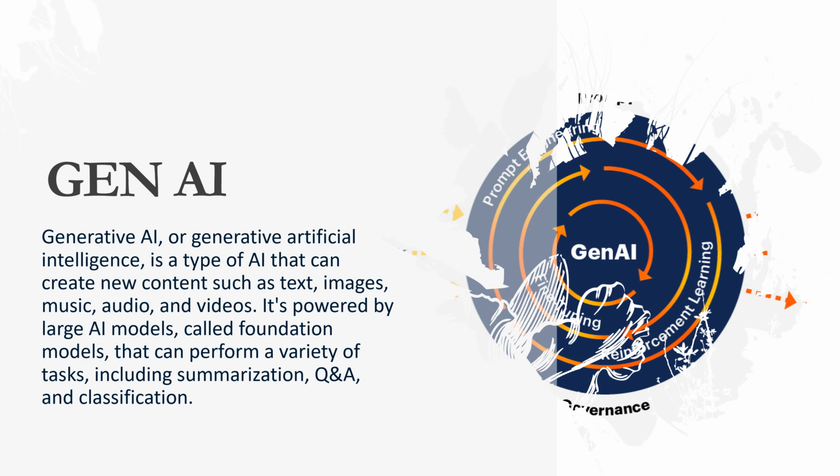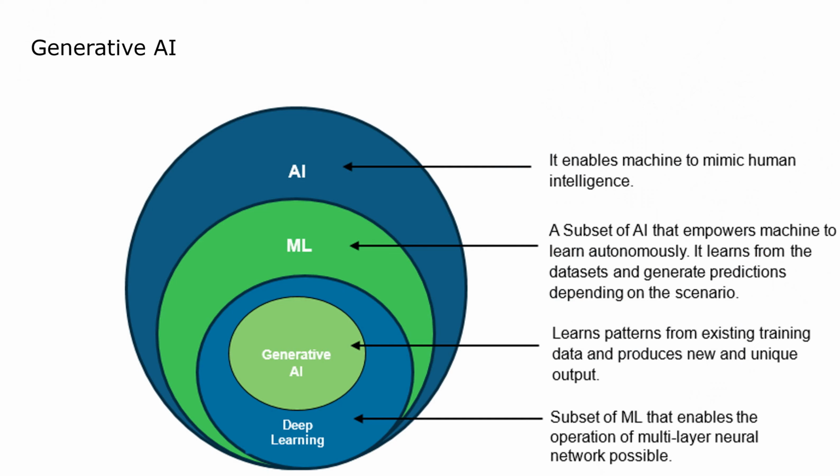Gen AI is artificial intelligence that can create new content such as text, images, music, audio, and video, and it's powered by large AI models called foundation models that can perform a variety of tasks including summarization, question and answer, and classification. Classical examples are ChatGPT and Google Gemini, which are good examples of Gen AI models nowadays.